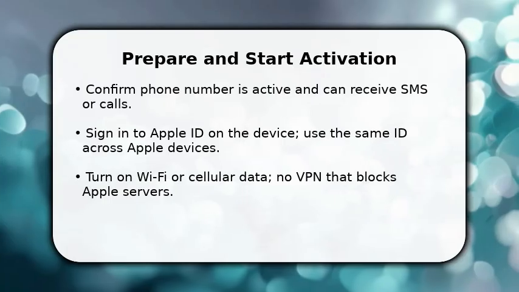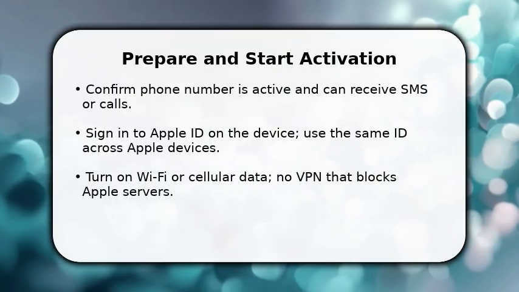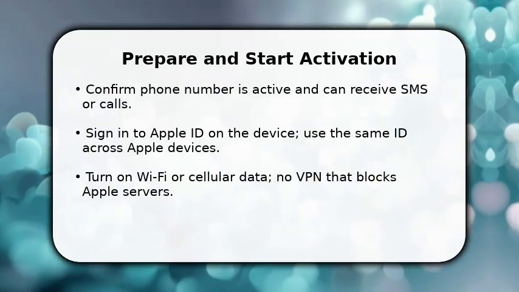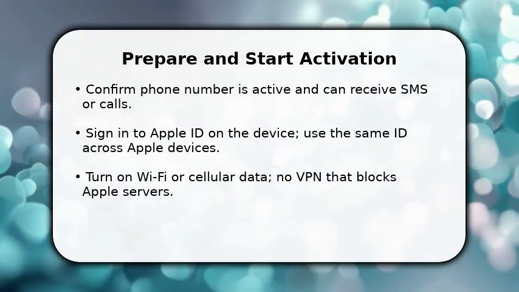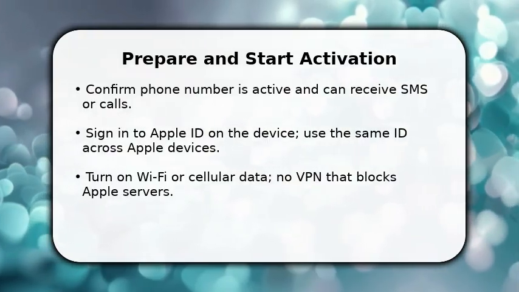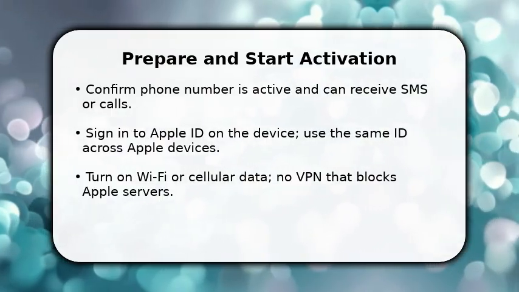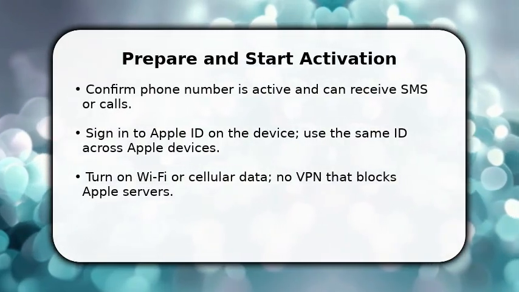Enjoy the video. You begin by making sure your phone number can receive SMS or calls because Apple sends a verification code. Sign into your Apple ID in Settings. This ties iMessage to your account, so use the same ID across devices. Once done, connect to Wi-Fi or enable cellular data. A reliable connection prevents delays. Make sure no VPN is blocking Apple servers.